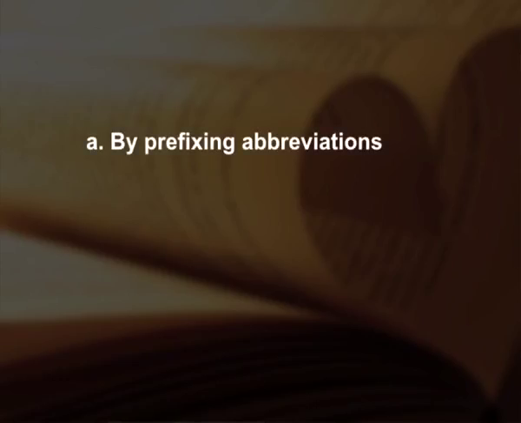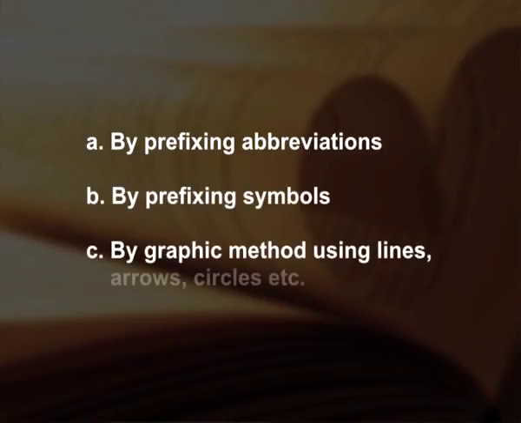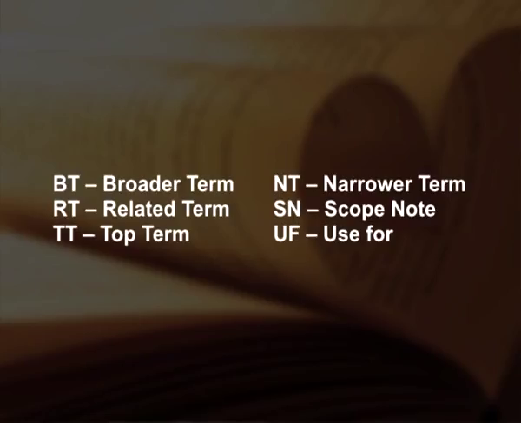Display of relation. The relationships between terms are displayed in a thesaurus in the following ways: A. By prefixing abbreviations, B. By prefixing symbols, C. By graphic method using lines, arrows, circles, etc. Abbreviations recommended in UNISIST guidelines: BT means broader term, NT means narrower term, RT means related term, SN means scope note, TT top term, UF used for. The following term is a non-preferred synonym or quasi-synonym.